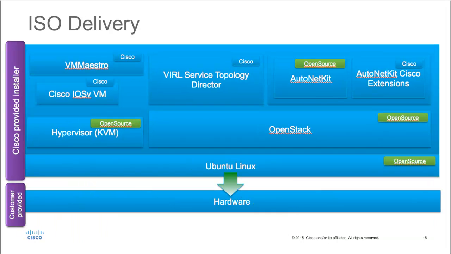If we look at a bare metal installation, it's the same building blocks, this time delivered as an ISO. So now instead of having the VMware hypervisor layer sitting in between at the bottom, we're directly installing on top of hardware. So you end up with the same stack, the Ubuntu Linux, OpenStack, VIRL middleware layers, etc., but directly running on top of bare metal.